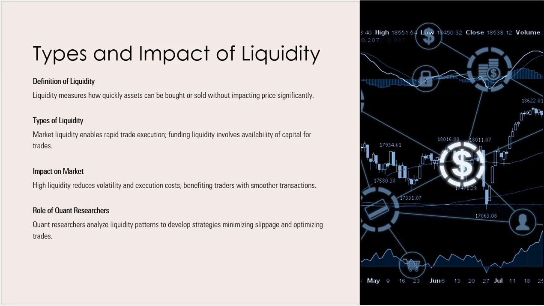Consider how liquid an asset is: real estate has very little liquidity, but a fixed deposit, a bank account or cash in hand are very highly liquid. There are two main types of liquidity: market liquidity and funding liquidity. Market liquidity refers to the ability to execute a trade rapidly, while funding liquidity pertains to the availability of capital to finance trades.